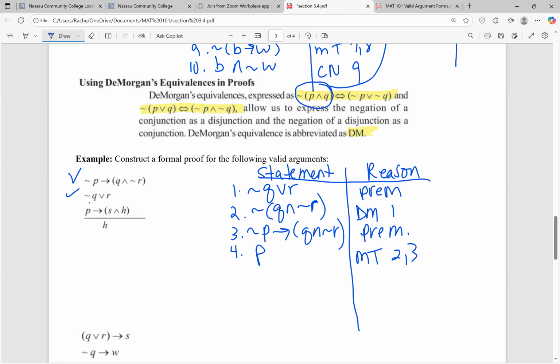And then now I see that P is the left-hand side of my conditional statement in my third premise. So I'm going to write the third premise, right? So P implies S and H. And now I see my pattern for modus ponens, right? So I'm going to apply modus ponens to 4 and 5, and that's going to leave me with the right-hand side, right, of my conditional, S and H. So that was modus ponens on 4 and 5.